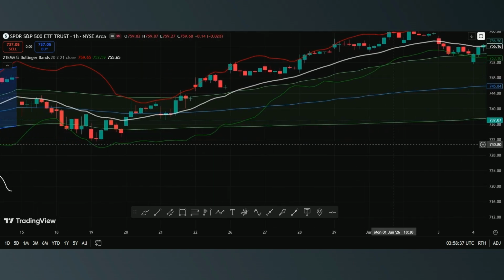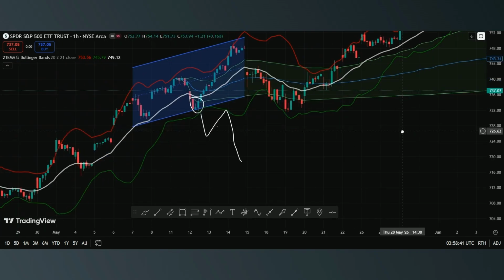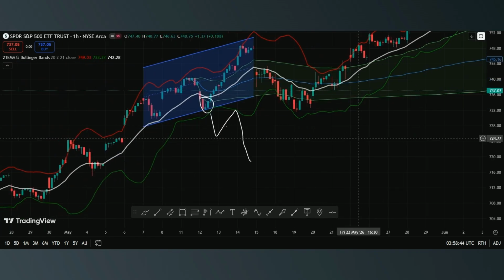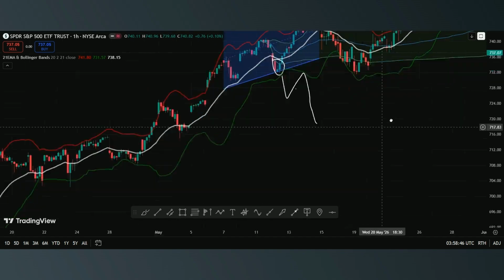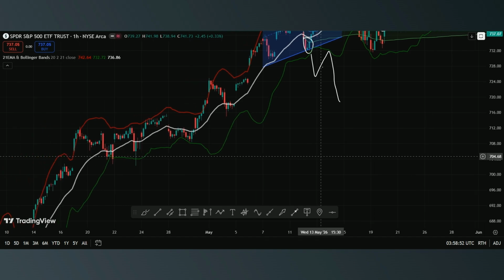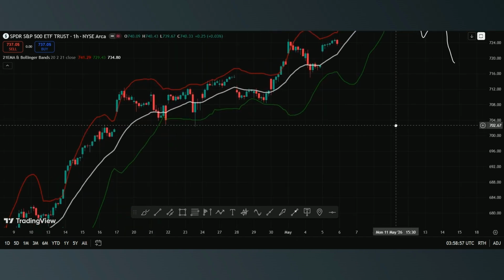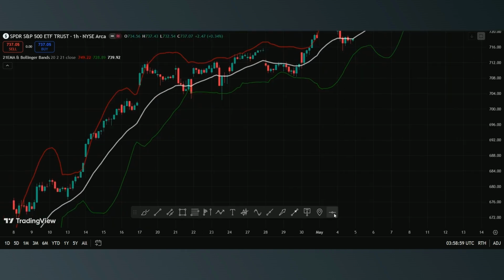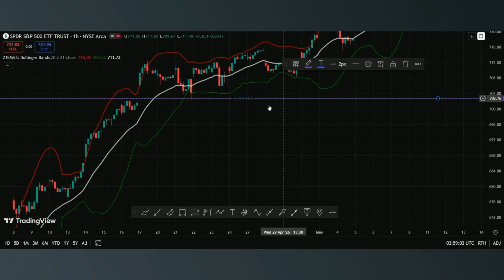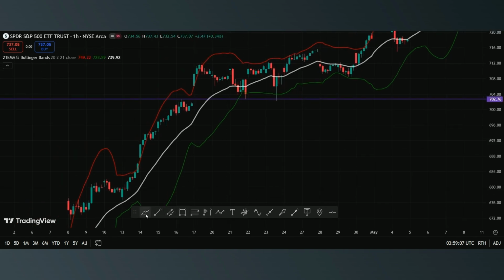Also, I want to show you another one. Let's see here. Okay, let's use this one here. I like this example here. Now I'm going to put a horizontal line. The horizontal line is going to go where the retest is going to be. That's the retest. Where's the breakout? The breakout is right here.